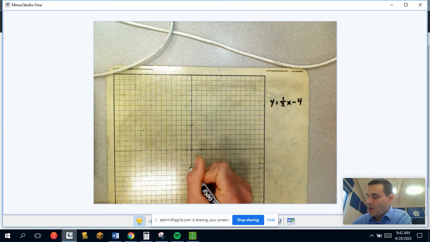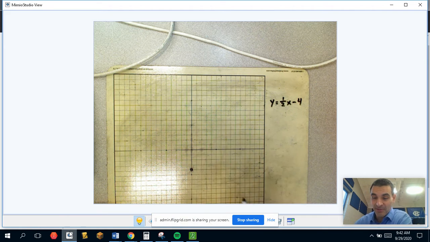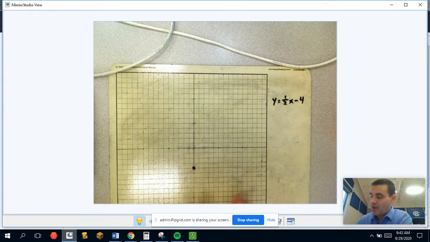And the reason that point is important, it just helps us locate the line. There's lots of places we can put it, but the most convenient point is the y-intercept. So now I know it has to go through that point. I've located my line. I've just kind of nailed it down.